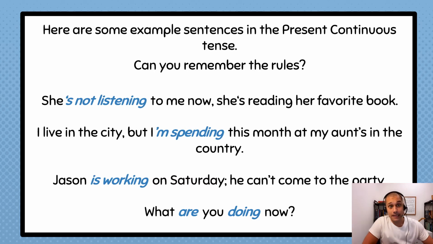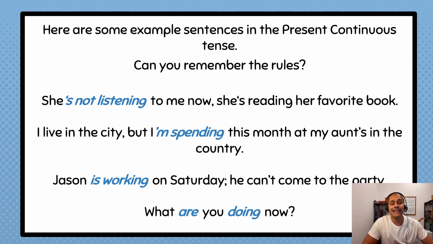Now. Pay attention to this word, right? Every time that you find in a sentence now, at the moment, right now, nowadays, you can have a very clear idea that we are talking about the present continuous tense. So she's not listening to me now. She's reading her favorite book. Here's another example of a present continuous. What is she doing? She's reading her favorite book right now.